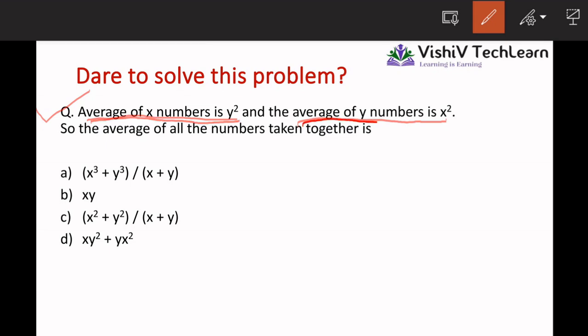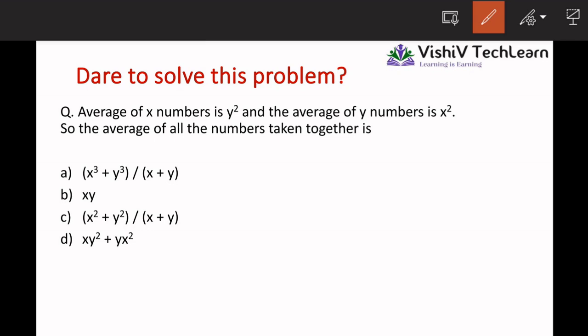As we have seen in the previous problems, here also we have two groups or two different scenarios. The first group is x numbers, of which the average is given as y square, and in the second group we have y numbers and the average of each number in this group of y numbers is x square. Okay, this is how the situation is. Now we can solve this by our regular method.